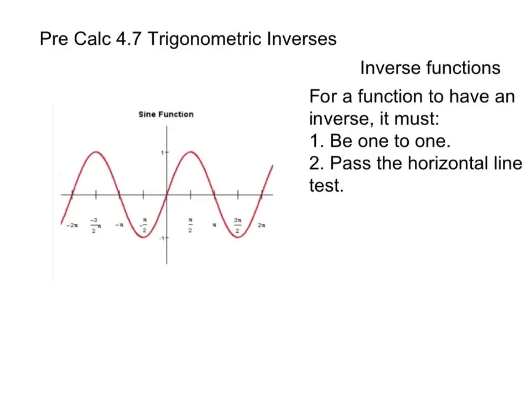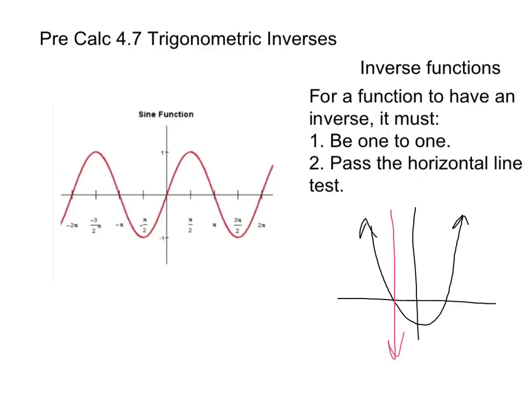Another example would be, say for instance, I had a parabola. All right, here's a parabola, and it passes the vertical line test. If I draw a vertical line through, a quadratic or a parabola is a function because it passes the vertical line test. But when I draw a horizontal line, I can see that the inverse of this function is not going to be a function.